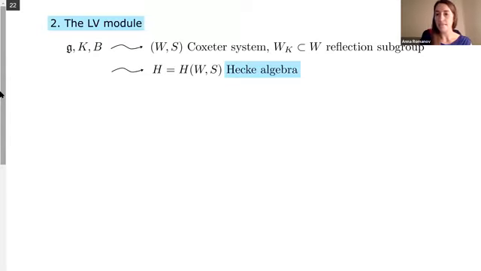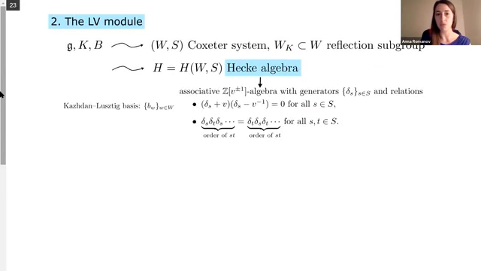So from this data, we have an associated Coxeter system, which is just the Weyl group of G. And within this Weyl group, we have a reflection subgroup, which is determined by the Weyl group of K. And we also have an associated Hecke algebra, which for me will be an associative Z[v, v inverse] algebra with generators given by simple reflections satisfying these two relations. And this Hecke algebra has two bases, the standard basis, and it also has a Kazhdan-Lusztig basis, which I'll denote by b's.